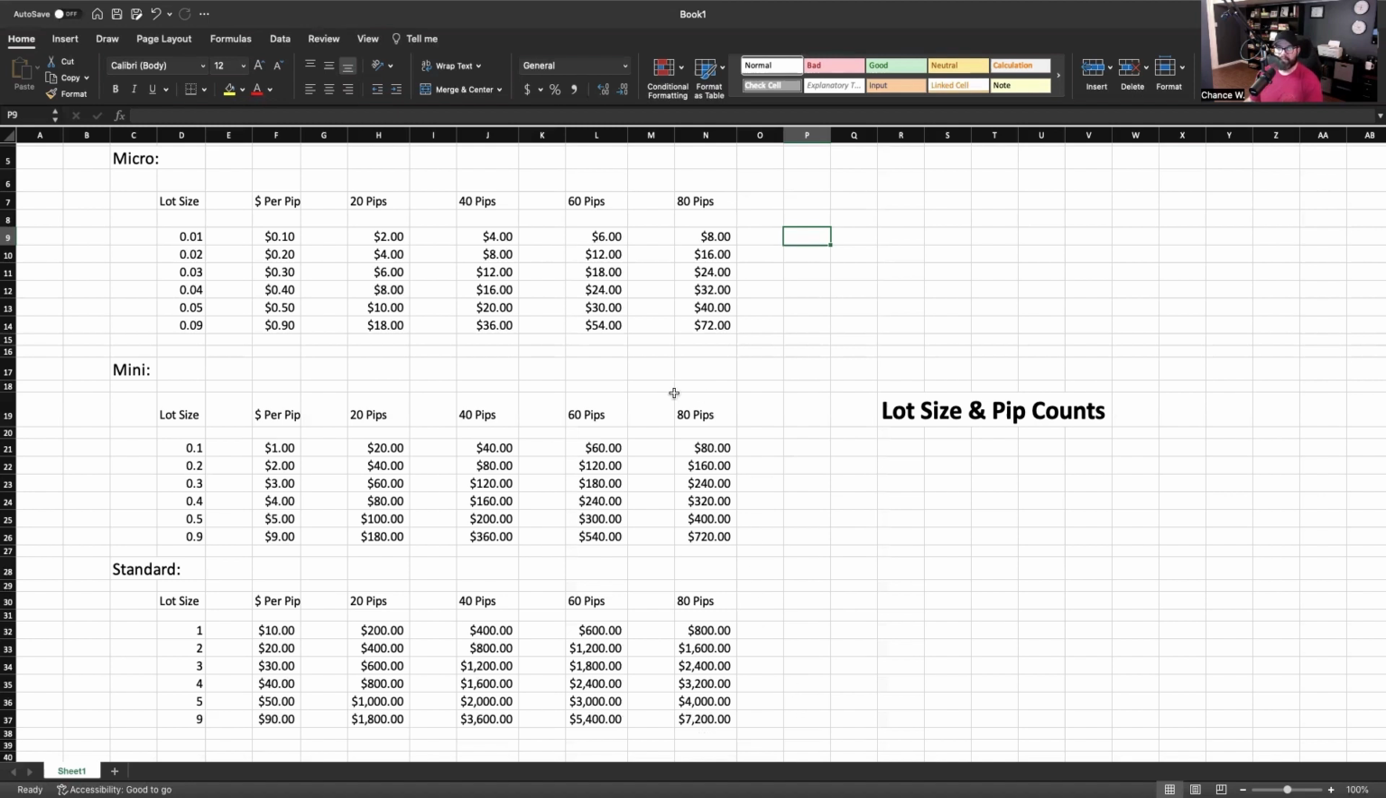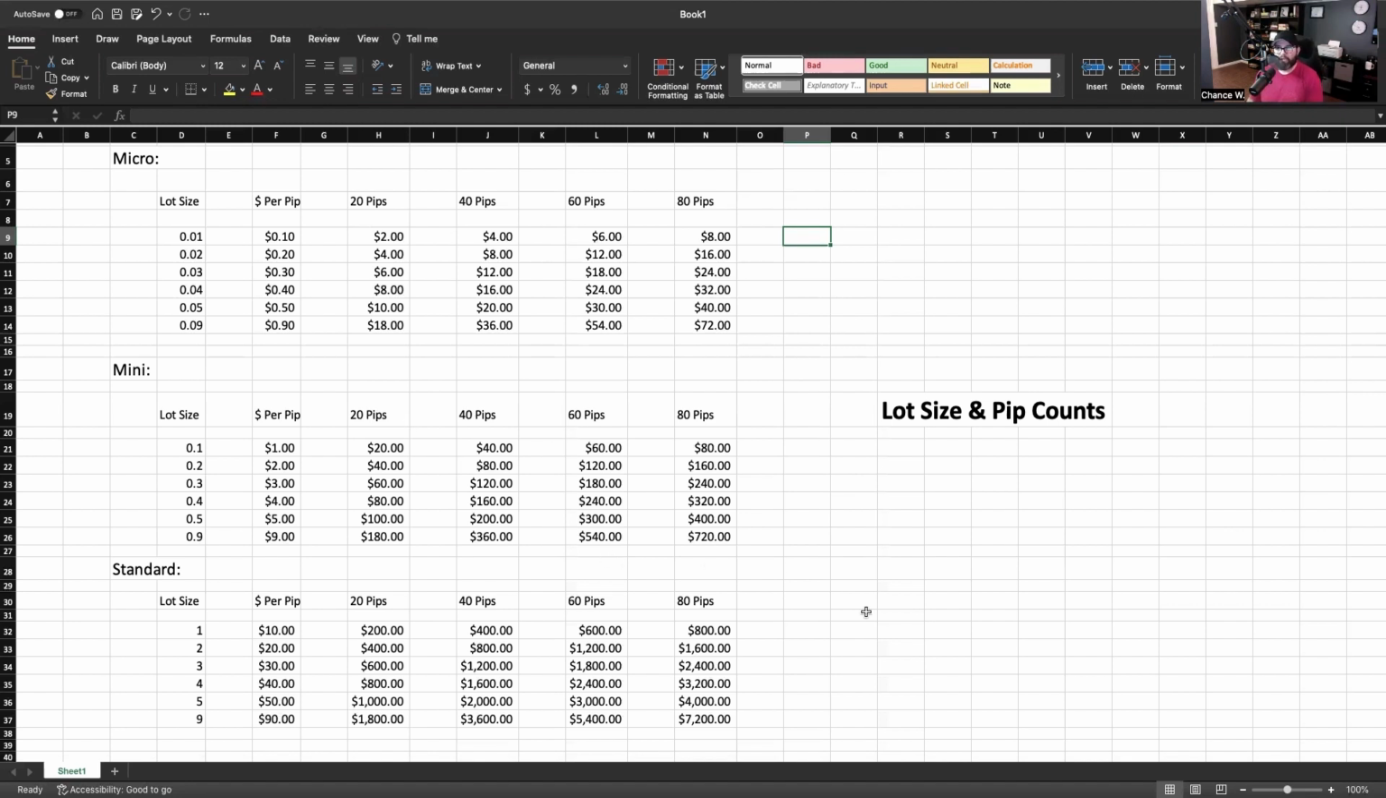Now, just to make this clear, you can do a lot size of 0.11 or 0.98. This is just a generic chart, and you'll see the calculator spit out a lot size that's different from this, and it'll make more sense. I could have a lot size of 0.12, and that would be $1.20 per pip. So hopefully that hit home and you understand that.